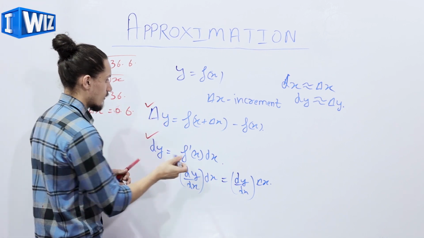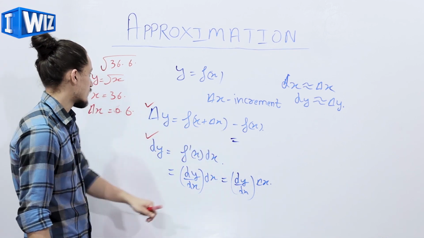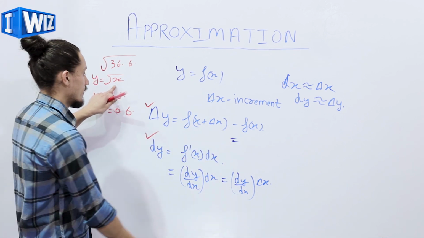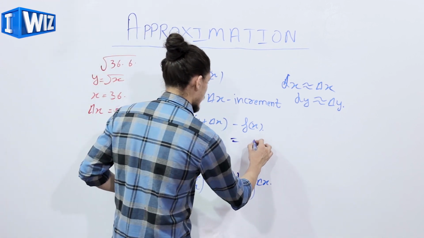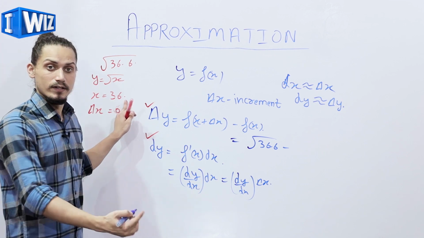So delta y will be equal to, from this formula, f of x plus delta x minus f of x. Now f of x plus delta x will be 36 plus 0.6, that is under the root 36.6, minus f of x will be under the root 36.